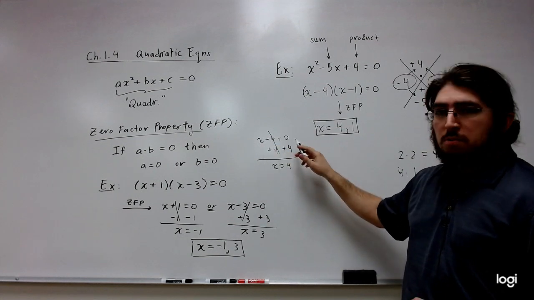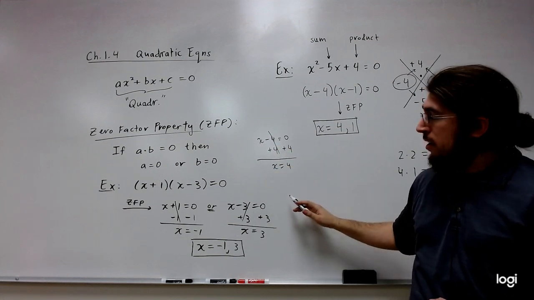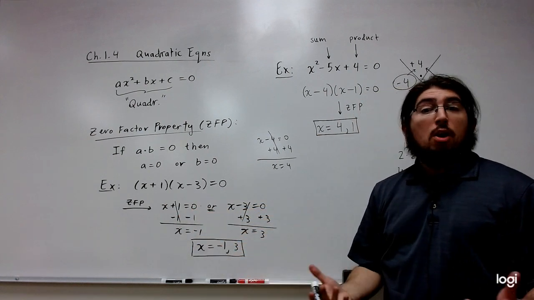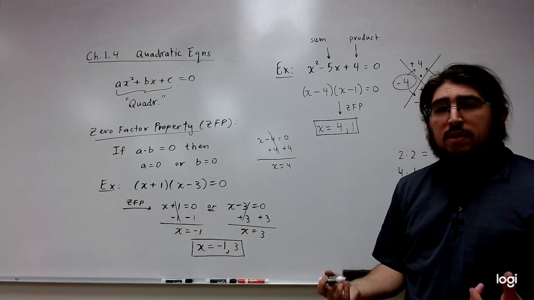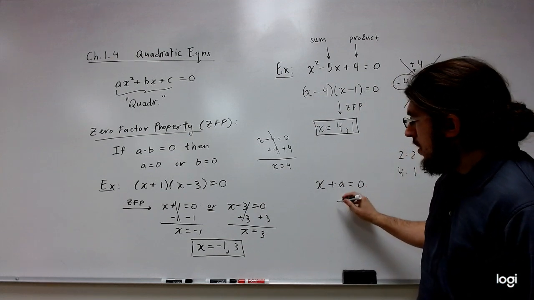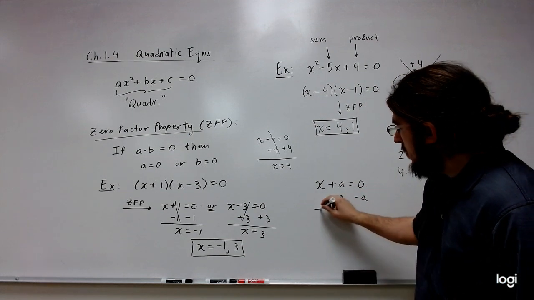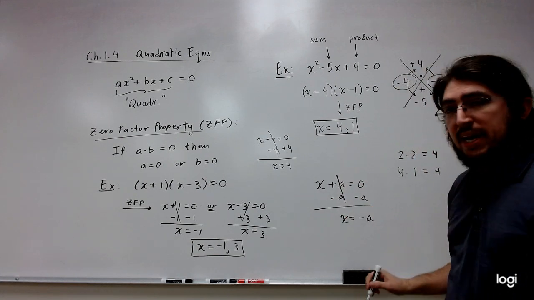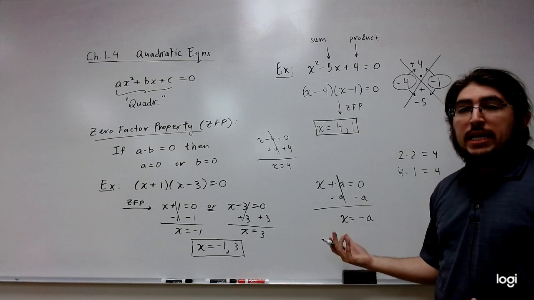X minus 4 equals 0, x is equal to positive 4. X plus 1 is equal to 0, x is equal to negative 1. It'll always work like that because that's how you solve this type of linear equation. If x plus a is equal to 0, then x will equal the opposite of a, even if a was negative.